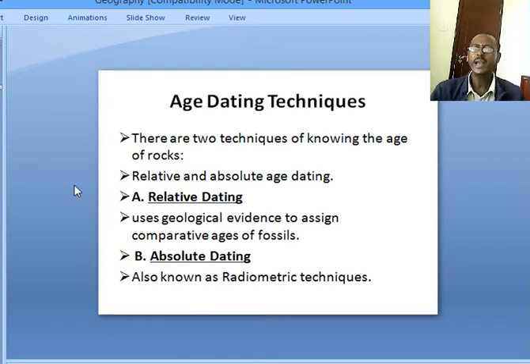Now, when we give age dating techniques, there are two techniques of knowing the age of rocks: relative and absolute age dating. Relative dating means we use geological evidence to assign comparative ages to fossils. Different fossils were seen at different times. So by assigning comparative ages of fossils, we date ages. The second one is absolute dating, also known as radiometric techniques. By using radiometric techniques, we give dating.